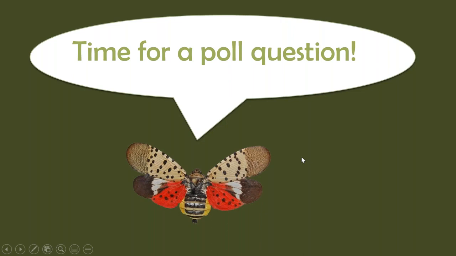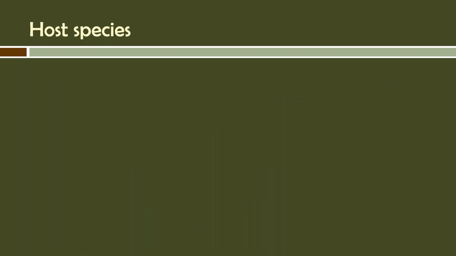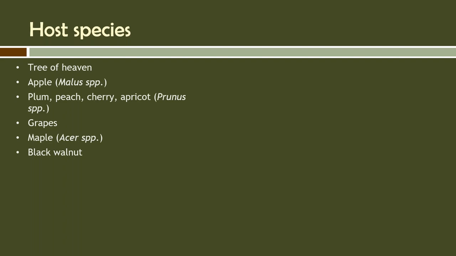Okay, so we're going to go on to the next part of the presentation. As I mentioned at the beginning, spotted lanternfly is a generalist, which means it has a huge number of host species. Its main host species is the tree of heaven, which you might know as a nuisance invasive plant. Unfortunately, this is not the only host species for spotted lanternfly. It can also go after apple trees, stone fruit trees like plums, peaches, cherries, and apricots, grapes, maple trees, all variety.